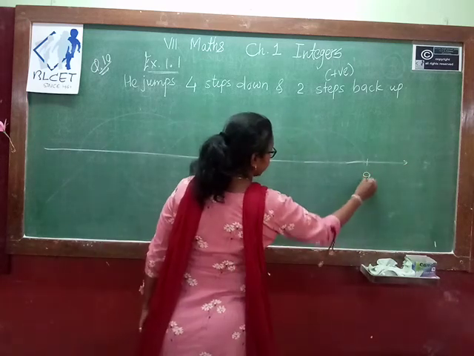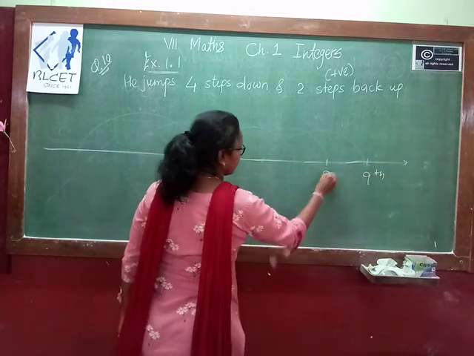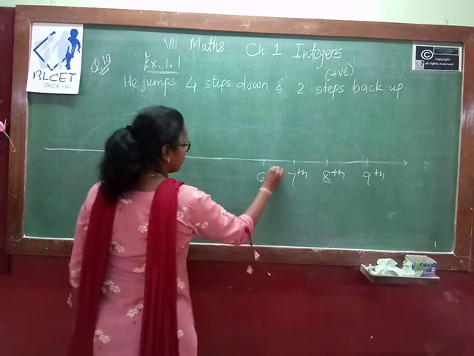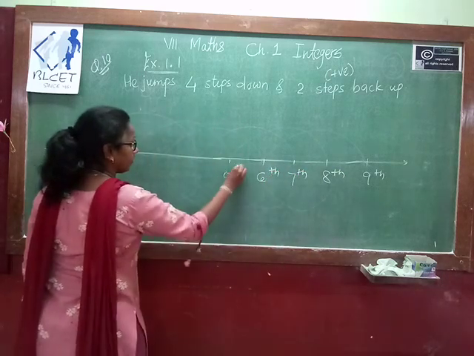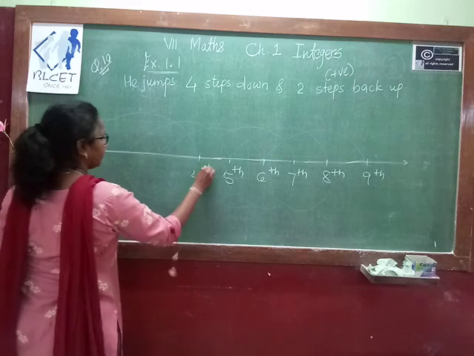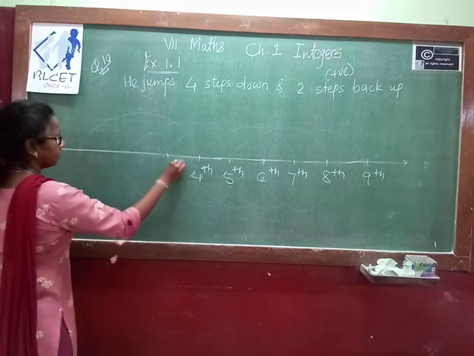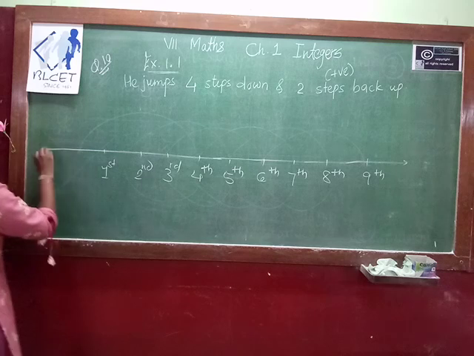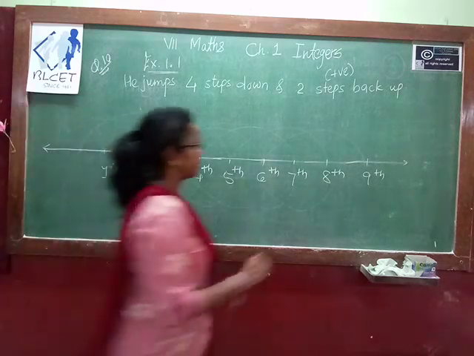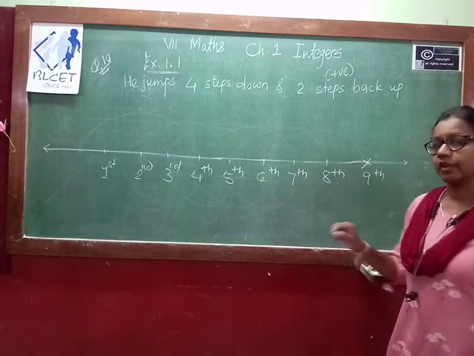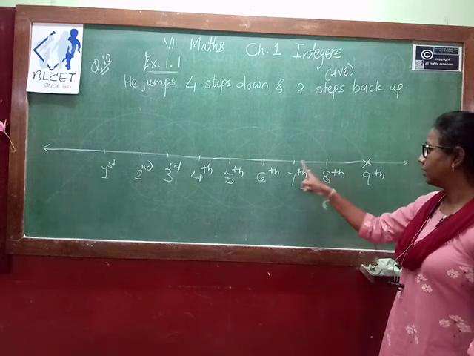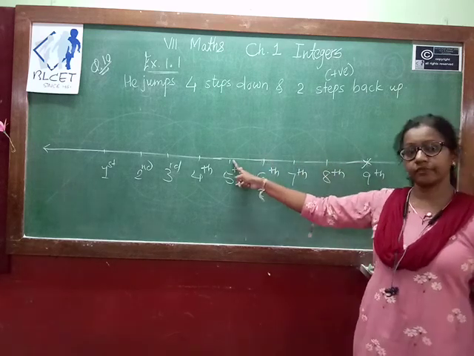So this is the 9th step. 8, 7, 6, 5th, 4th, 3rd, 2nd and 1st. Now the monkey is here. So we have to count 4 jumps forward. So first 1, 2, 3, 4.